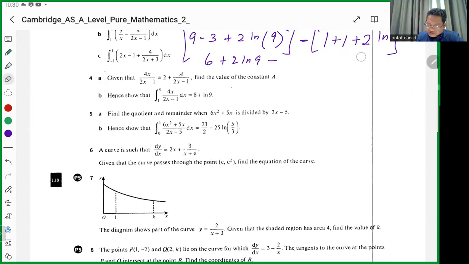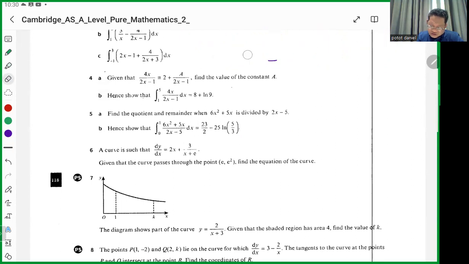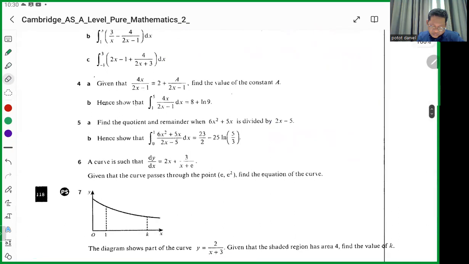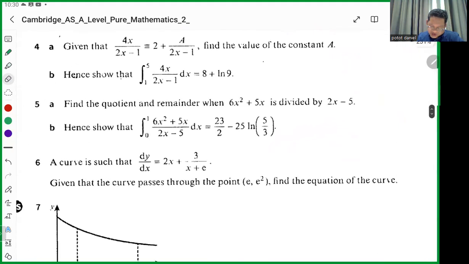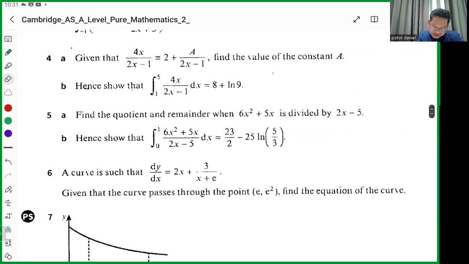I'm gonna give you, for example, one more. All right, I would like you to look at number 4 and then number 5. Okay, so you have there, I think this is taken from the past papers. So take a look at letter A, given that this is equal to this. Find the value of the constant A, hence show that this is equal to this.